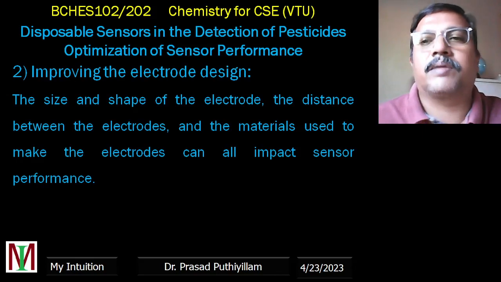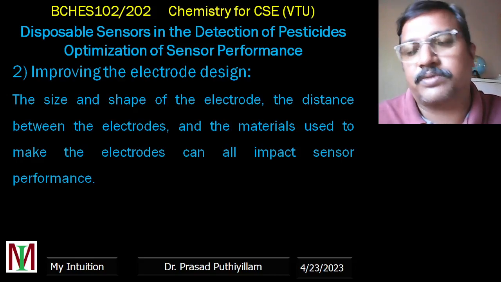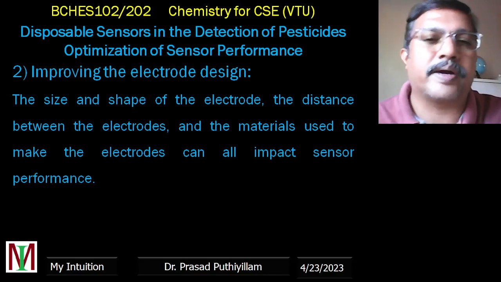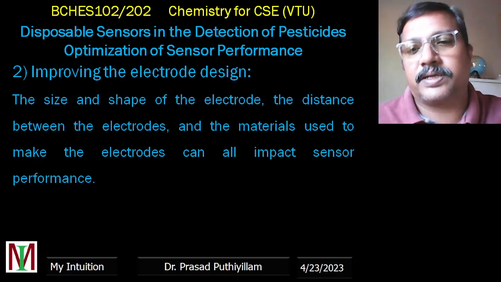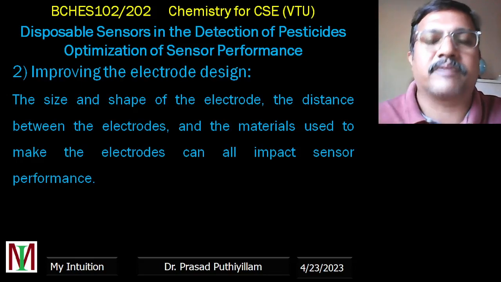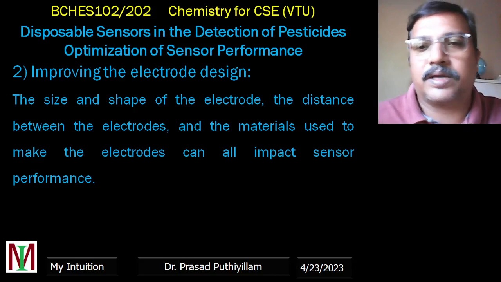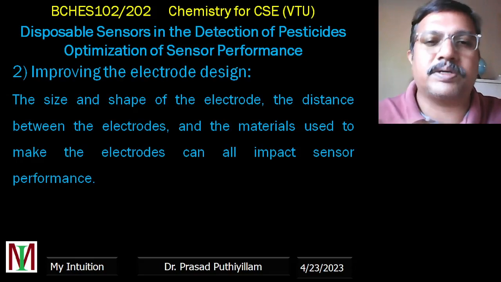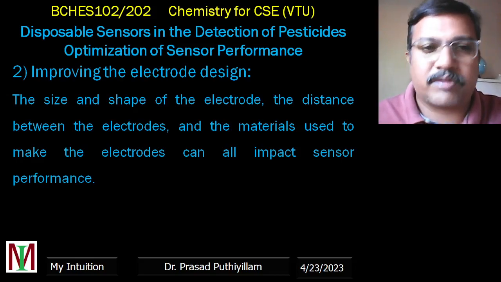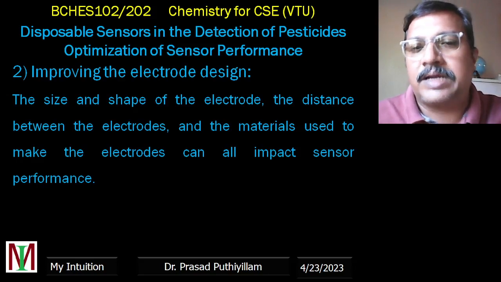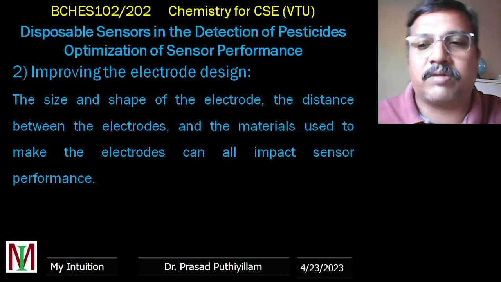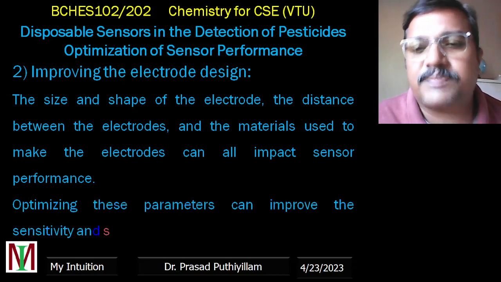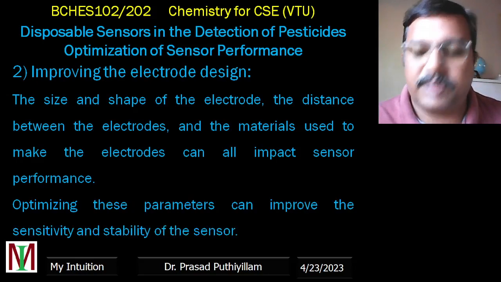Most of the disposable pesticide sensors are used for the detection of pesticide based on an electrochemical reaction. That means an electrode is required to detect the material, and then we need a reference electrode. You already studied the galvanic cell and how electrochemical cells are formed. The same concept is used here. So the size of the electrode, the shape of the electrode, and the distance between the electrodes all have to be optimized to get a better result. Optimizing these parameters can improve the sensitivity and the stability of the sensor.